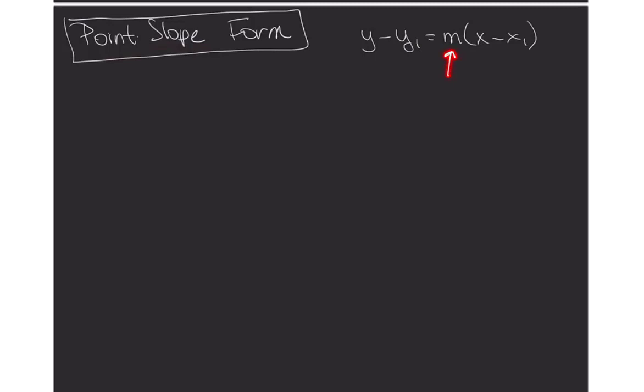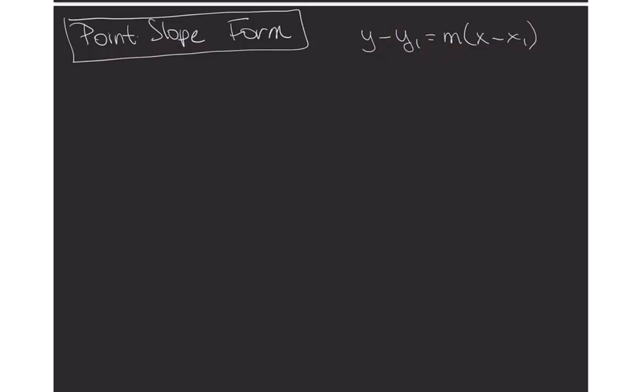What do you think m stands for? Slope. Yep. And then this x1, y1, guess what that is? It's a point, right? Technically this x and y is a point as well, but when they want us to write it in point slope form, they want us to find the slope, and then they want us to find one very specific point to put into our equation that way.